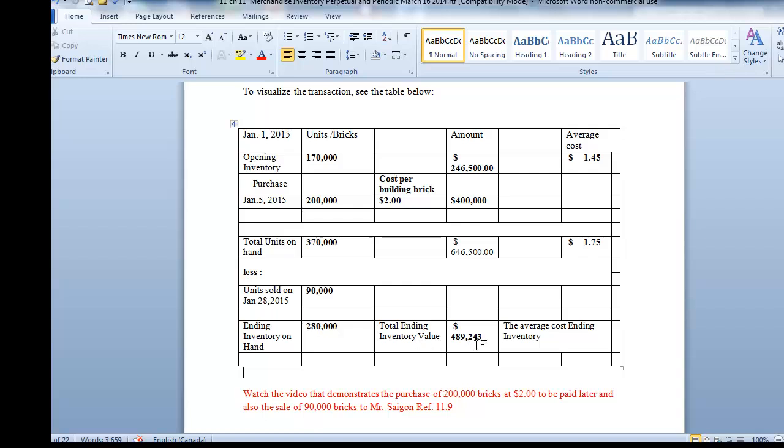And what is my total value of ending inventory? Because I like to take a physical inventory count. Well, 280,000 multiplied by $1.75 gives me $489,243 as my ending inventory. So let us process these transactions using Sage.